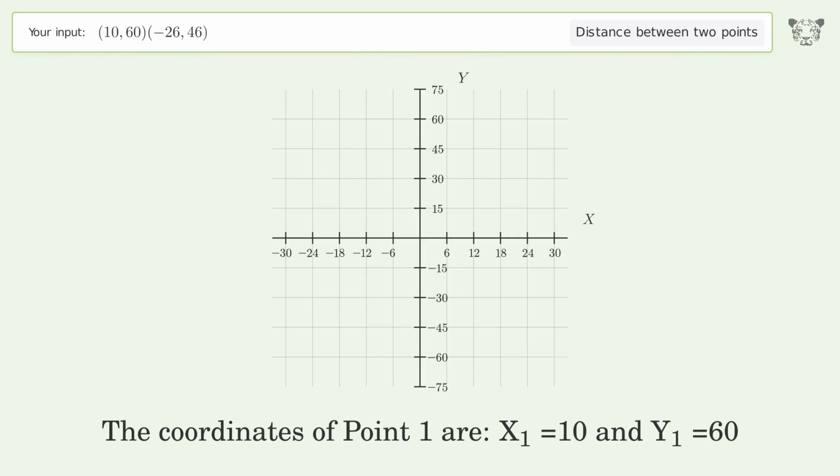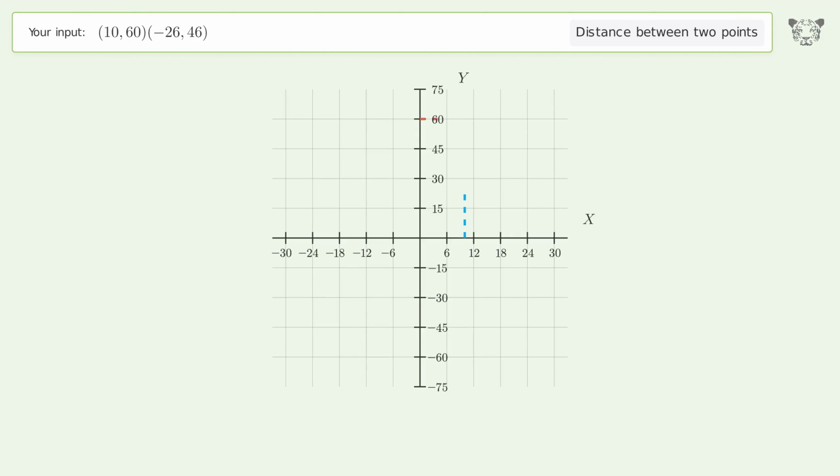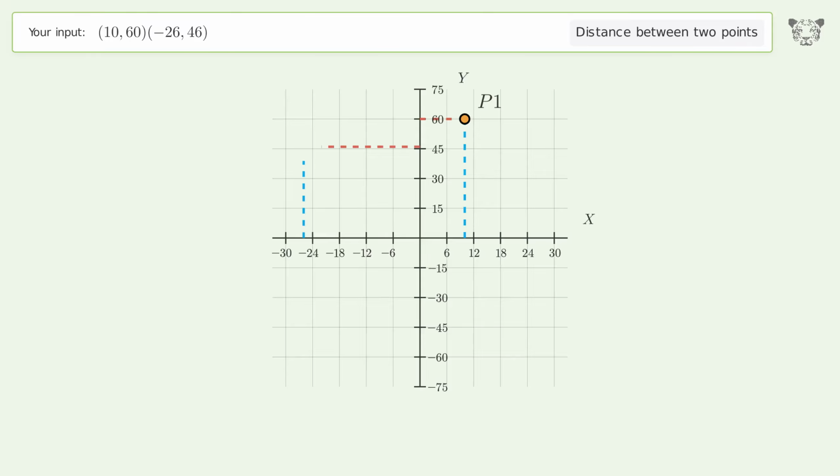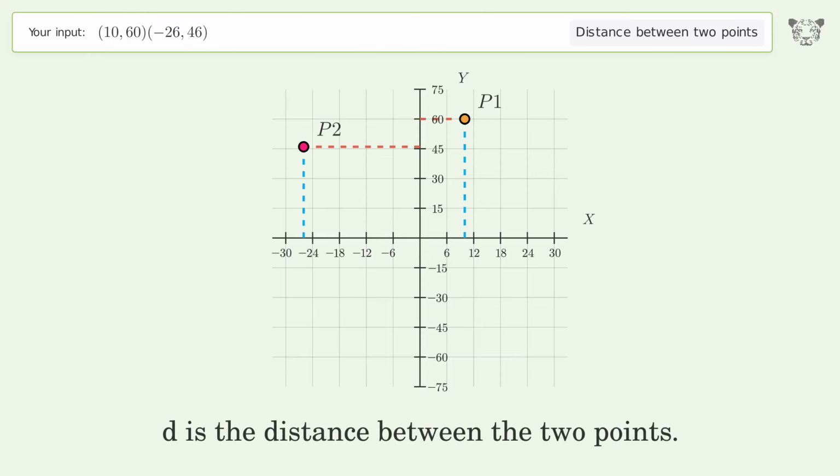The coordinates of point 1 are x1 equals 10 and y1 equals 60. The coordinates of point 2 are x2 equals negative 26 and y2 equals 46. D is the distance between the 2 points.